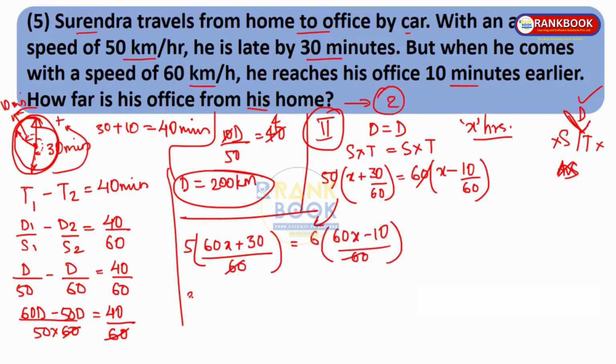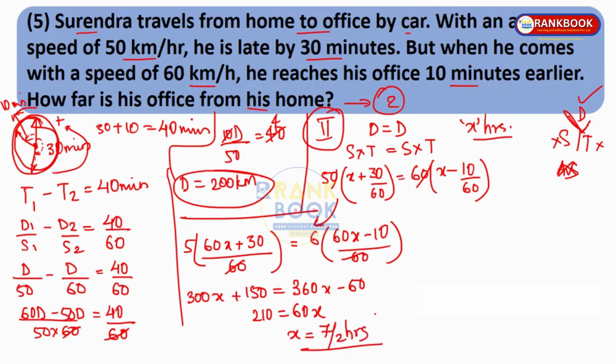Cancelling these out, we get 300x plus 150 would be equal to 360x minus 60. So we'll have 210 equal to 60x. X would be equal to 7 by 2 hours. Okay, this is the time taken by Surendra normally. Now let us put it into any one of these equations to get the distance. Let us put it into this.